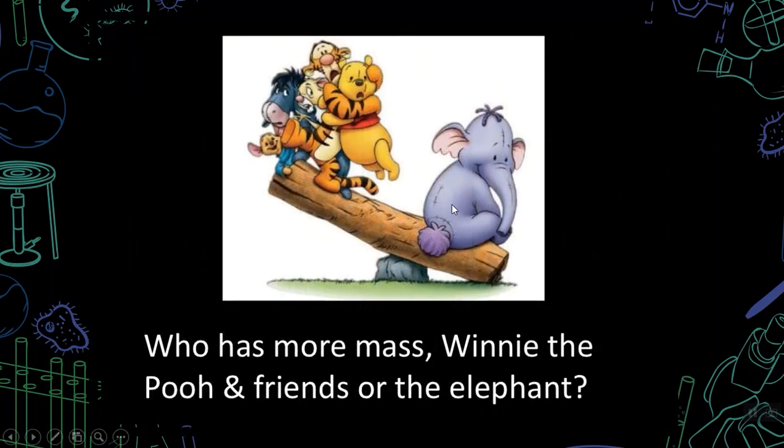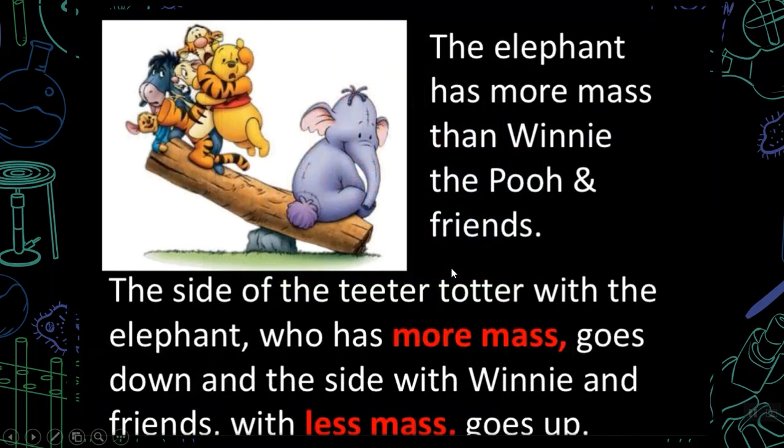And look at this beautiful photo. Who has more mass? Winnie the Pooh and friends, or the elephant? I love Pooh. Winnie the Pooh or the elephant? Of course, the mass of the elephant is more. The elephant has more mass than Winnie the Pooh and friends. The side of the teeter-totter with the elephant, who has more mass, goes down, and the side with Winnie and friends with less mass goes up.